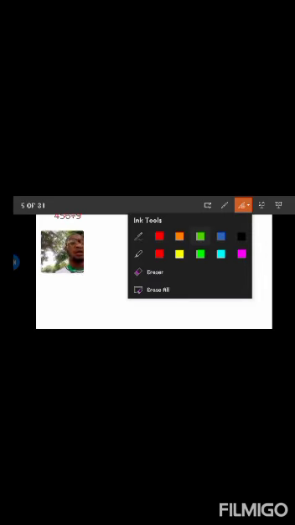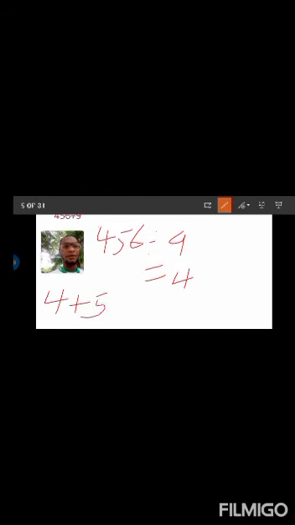You have 456 divided by 9. So we'll take our examples again. Let's pick something reddish. The first number here is 4. You drop your first number, which is 4. Then the second number is going to be plus 5. You can see 4 plus 5 is 9.